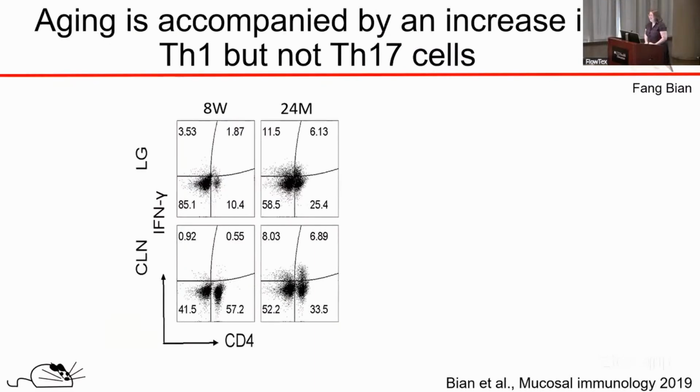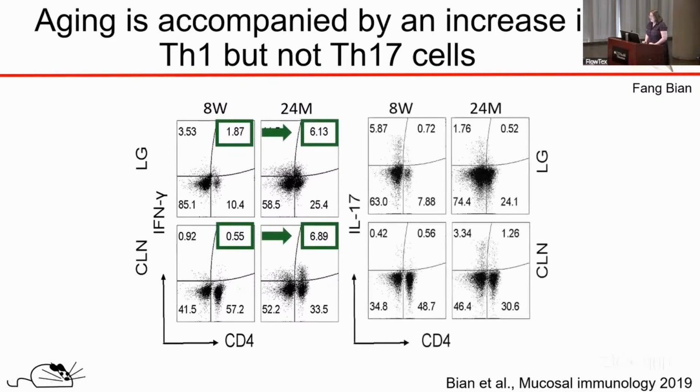We have done intracellular staining in the lacrimal gland, and what we have shown is that there is an increase in Th1 cells in the lacrimal gland. So these top two graphs here are in the lacrimal gland, and as a control, I have cervical draining lymph nodes on the bottom. And this is the 8-week mark, and this is the 24-month. And so hopefully you can see here that there is an increase in interferon gamma producing CD4 T cells. We've also looked at IL-17 producing CD4 cells, and we don't see that similar increase. So we see an increase in Th1 in aging in the lacrimal gland.